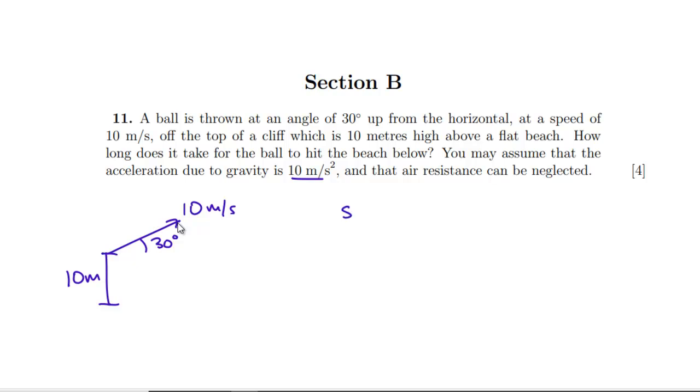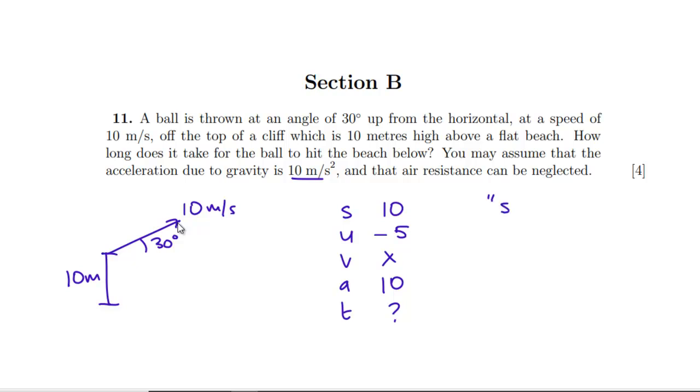Right, as much as SUVAT is overused, these are the ones where it is actually useful. If we're trying to get a time when they're giving us a velocity, we're in that middle bit. There's the velocity ones that make it worthwhile for using SUVAT. So let's take positive as down. So we've got 10 meters down. We're going 10 sine 30 upwards, so -5 at the beginning. We don't care about v. a is 10 down, and then t is what we're trying to find.